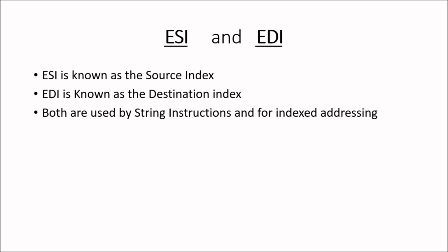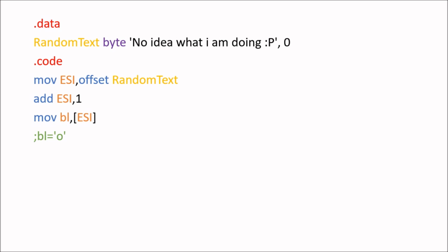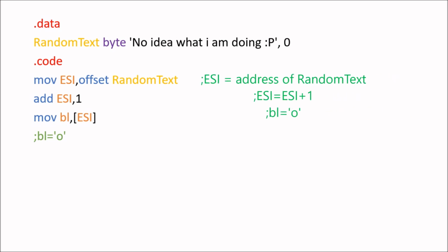Next we have the source index and the destination index register. Both the registers are used by string instructions. So the code here moves the address of the variable in the ESI register, adds 1 to that address, and gets the character at that address, which is O.